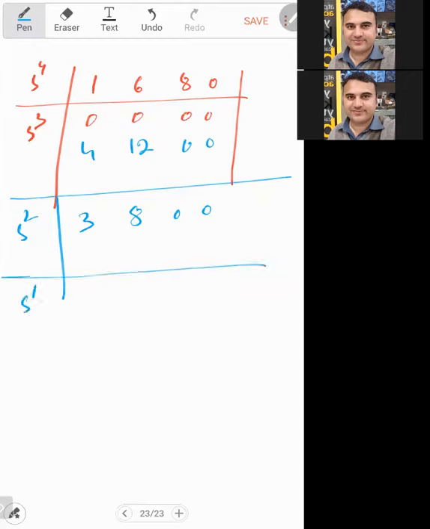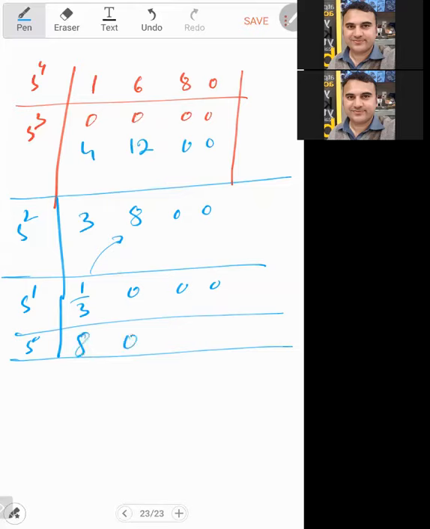Similarly, S1 will become equal to 3 multiplied by 12 minus 4 multiplied by this one, so it will become equal to 1 by 3. And then we have 0, 0, 0. And finally, we have S0, which will become equal to this multiplied by this one minus 3 multiplied by 0, which is equal to 0, divided by this one. So it will become equal to 8, 0, 0, 0.